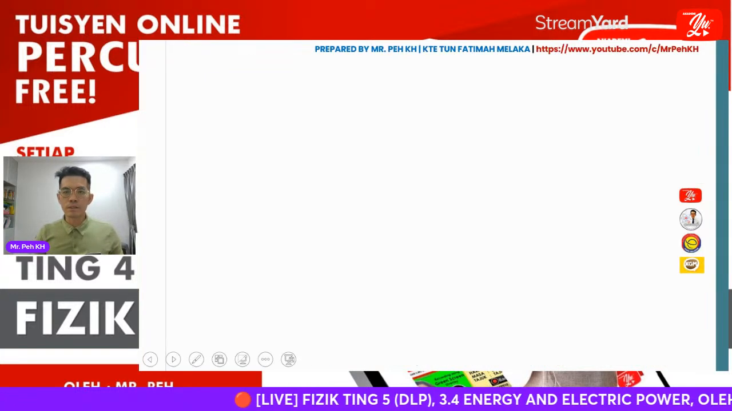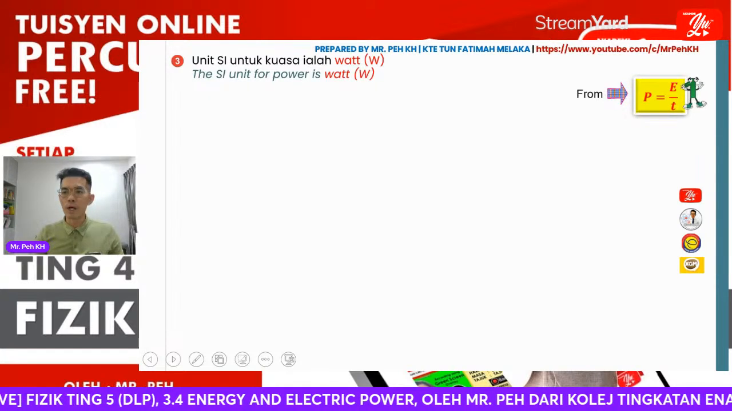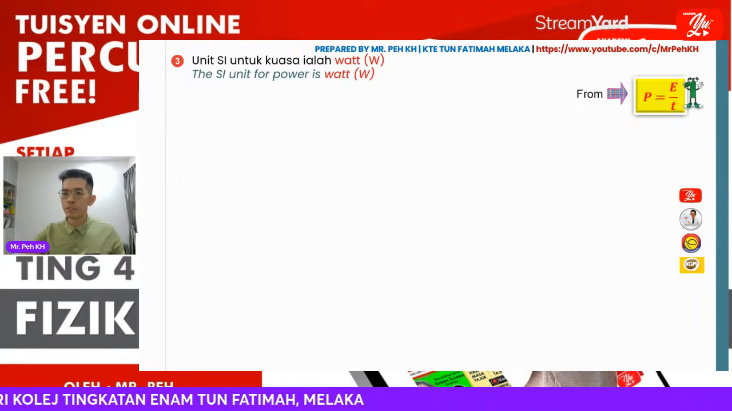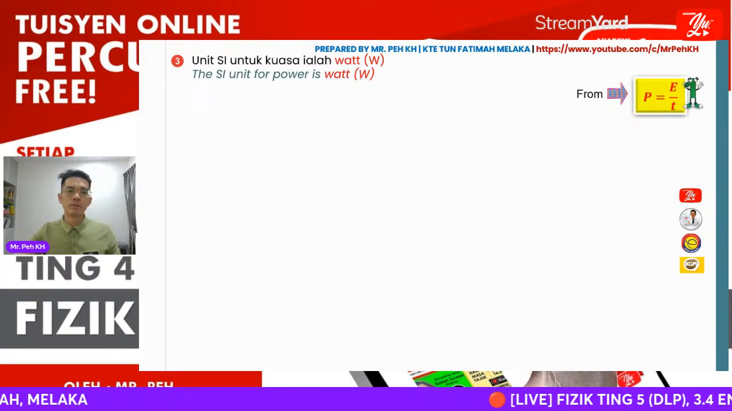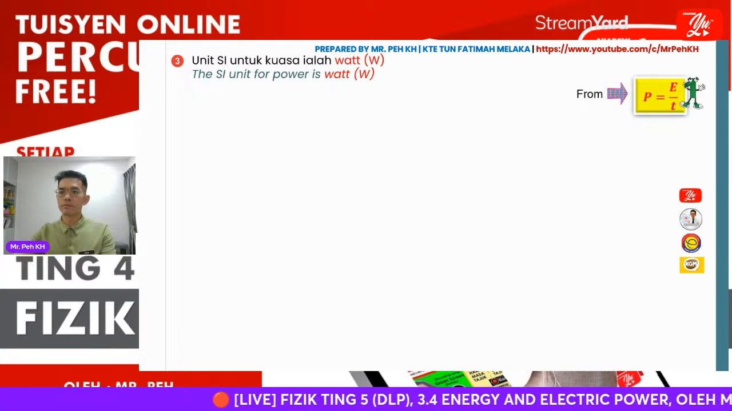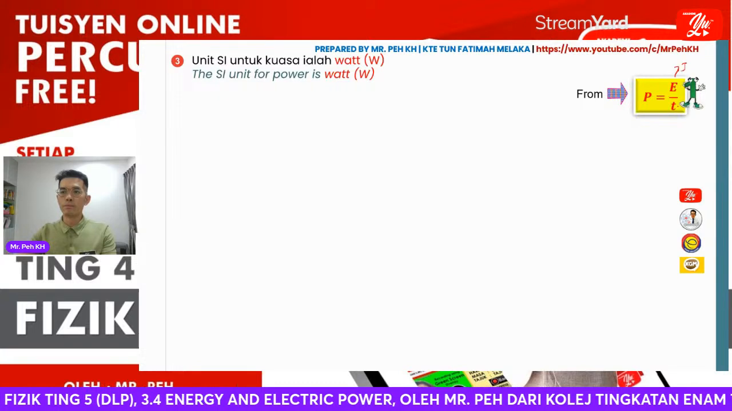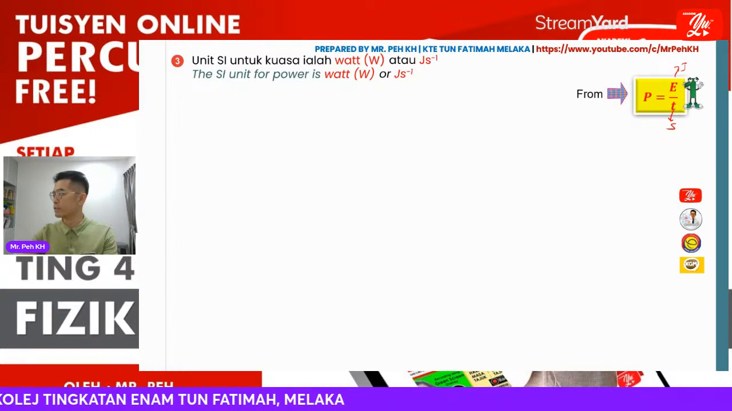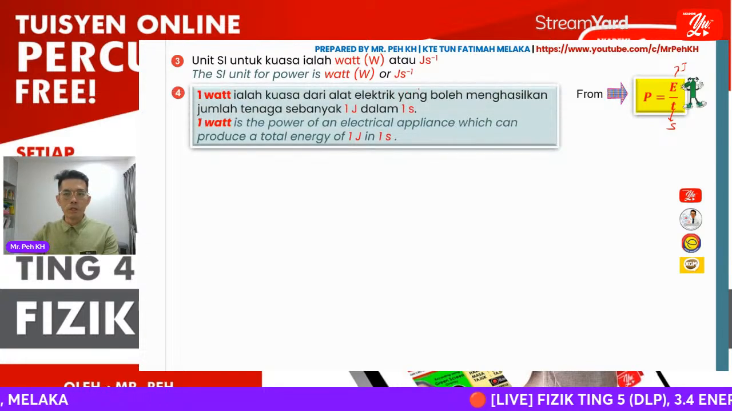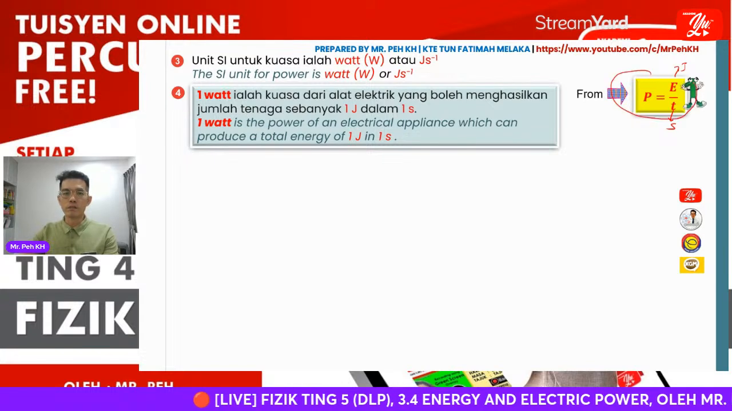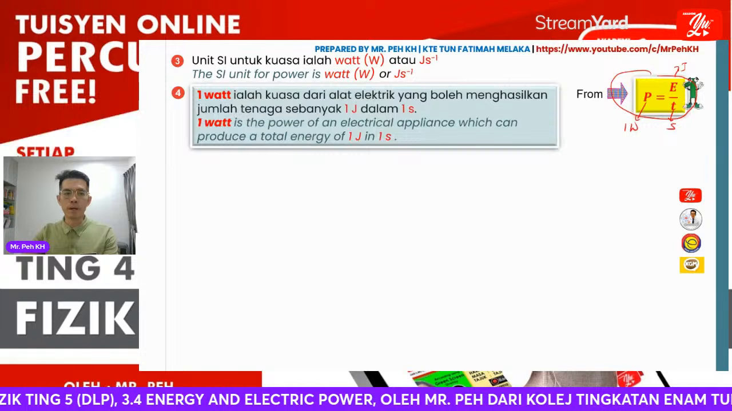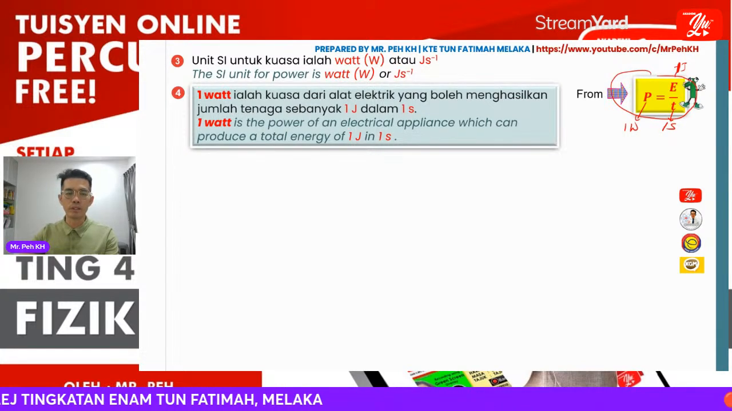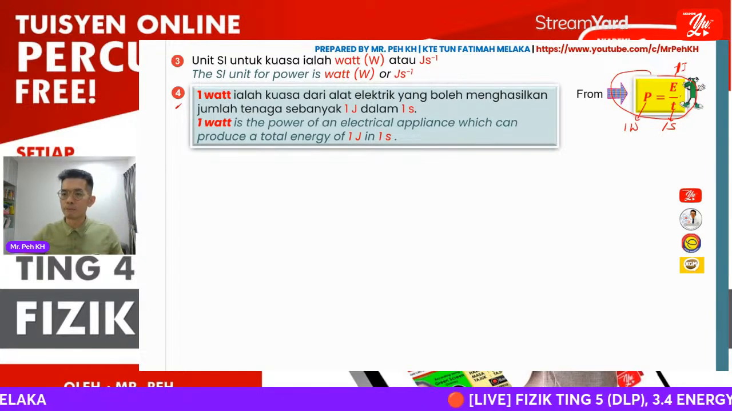Okay, so next, the SI unit for power is the watt. And from equation number 1 just now, using the definition of power, P equals E over T. So besides the unit of watt, for energy the unit is joule per second. So another SI unit for power can be joule per second. So from this formula, 1 watt is the power of the electrical appliance which can produce 1 joule of energy in 1 second. So you can get the definition of 1 watt from this first formula we derived just now.